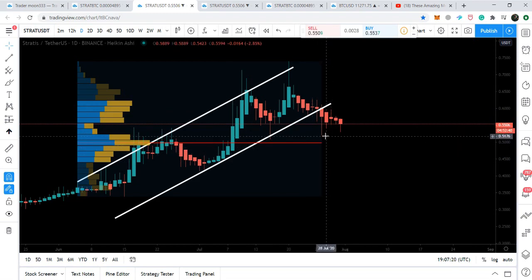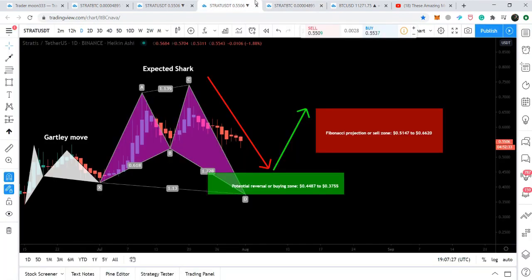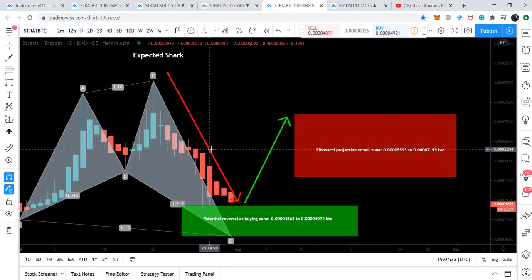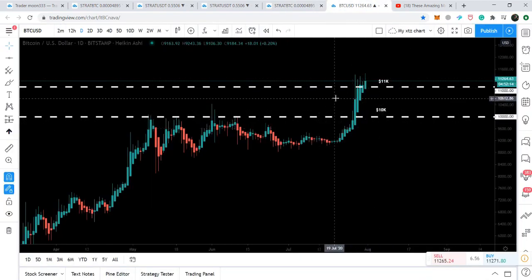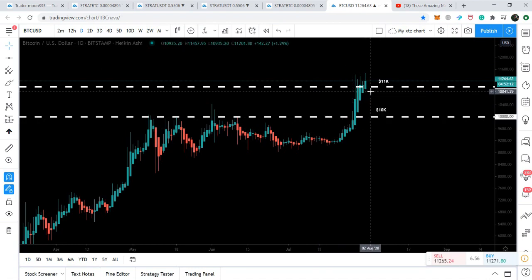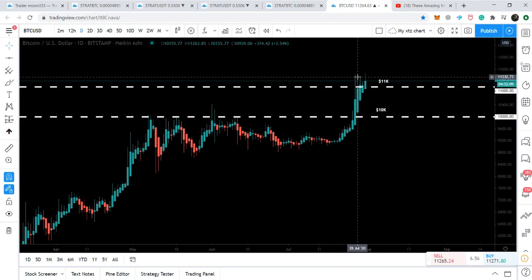Now, the people are asking how is it possible that it will move more down to complete this final leg of this bullish shark pattern in the US dollar market, and it will not move more down in the Bitcoin market because it has already completed the final leg of the bullish shark pattern in the Bitcoin market. Yes, this is possible. For example, if we watch the price action of BTC at this time, it is struggling at the resistance of $11,000.